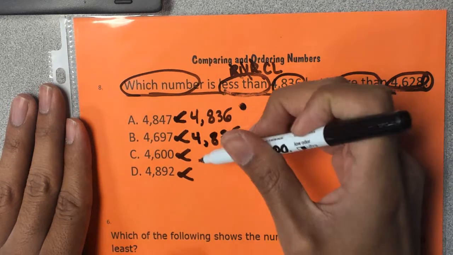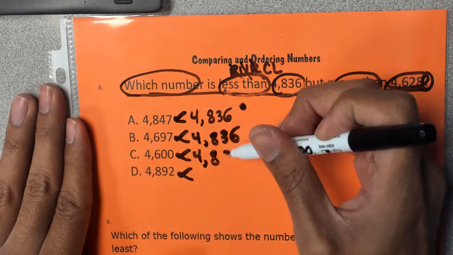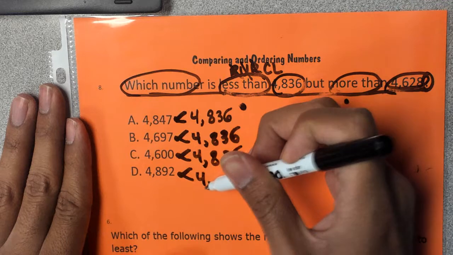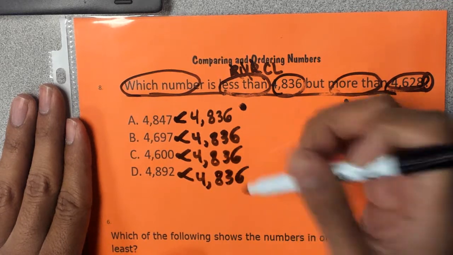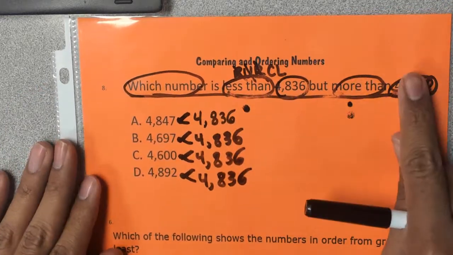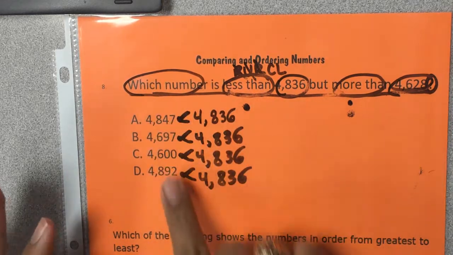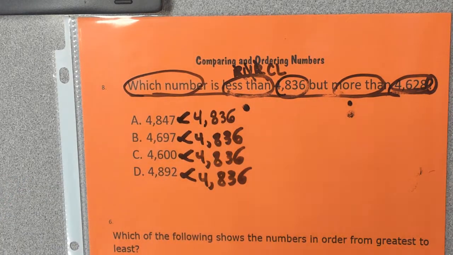4,836, 4,836, and 4,836. So I'm not going to worry about this detail yet. I just need to figure out which of these really is smaller than this number that they gave us. So let's start by comparing.